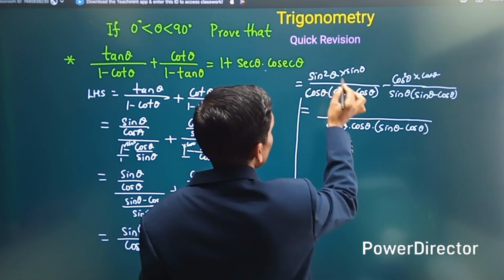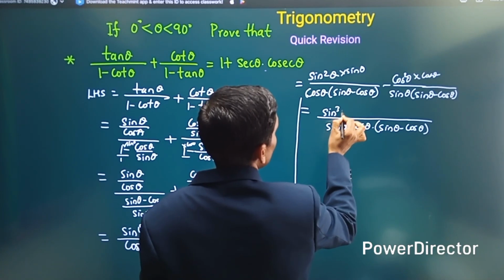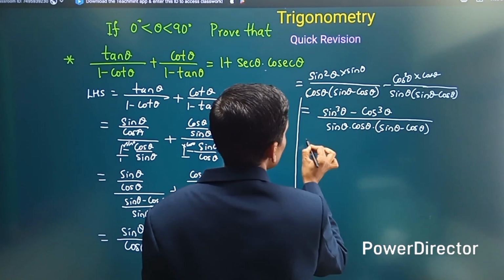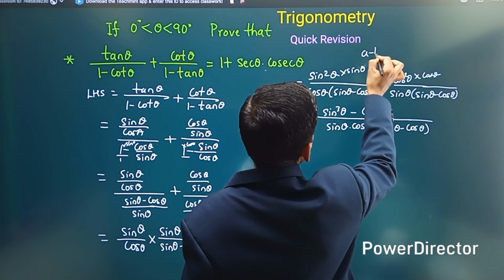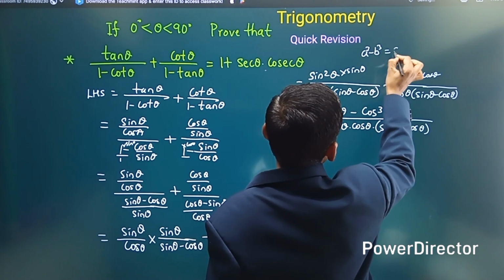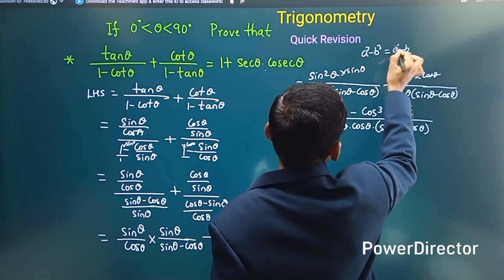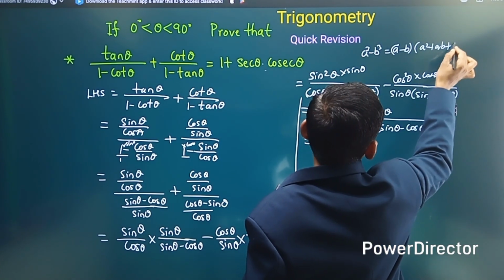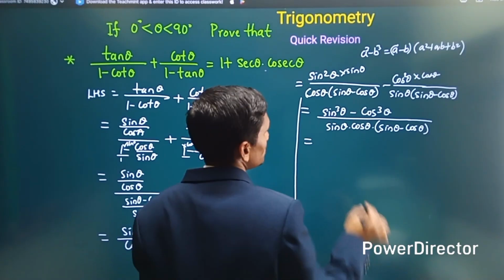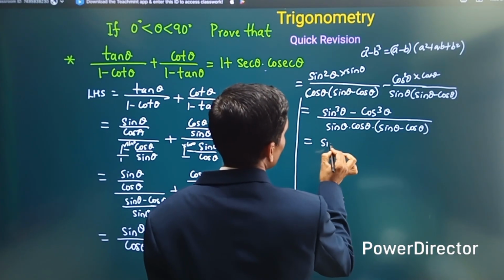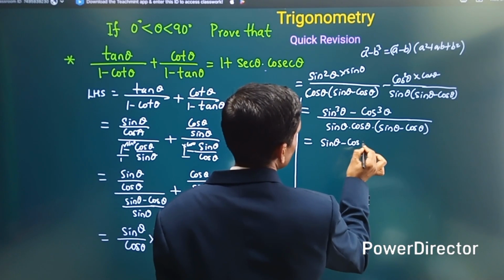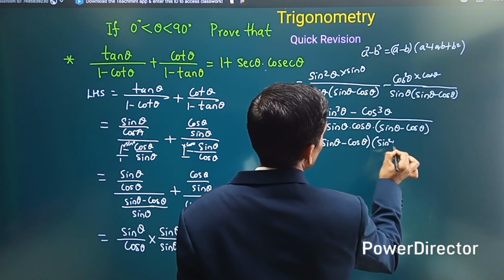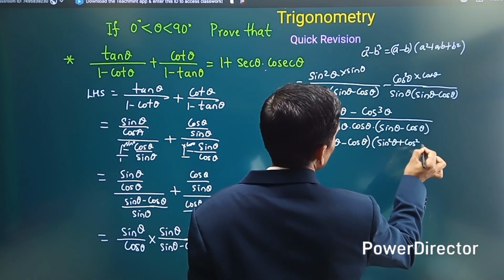So what this becomes, sin square theta into sin theta, sin cube theta, right? Cos square theta into cos theta, cos cube theta, right? This is in the form a cube minus b cube, right? This can be written as a minus b into the bracket a square plus ab plus b square. We can express like that. So if you write that, this becomes sin theta minus cos theta, right? Into the bracket sin square theta plus cos square theta, right?